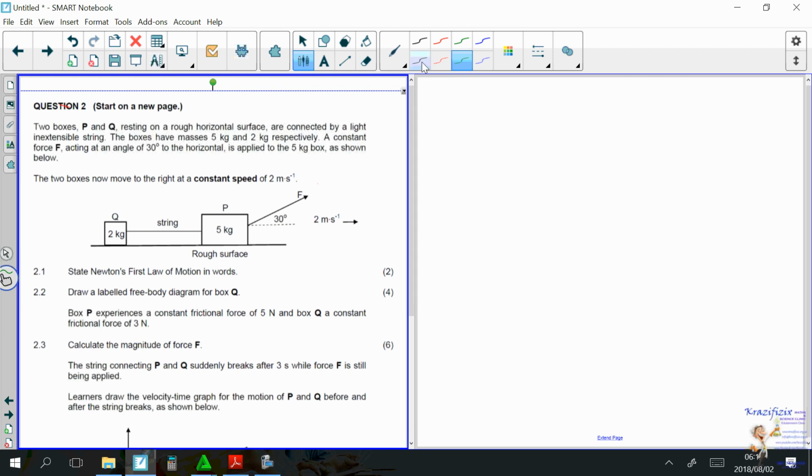So here we go. Question number 2, Newton's laws. Grade 11. So if you're in grade 11, this is actually beneficial for you too. All right. It says 2 boxes P and Q resting on a rough. Now when you see rough, guys, when you read your questions, please have a pencil where you underline, because now you are identifying forces: rough, horizontal. So that tells us that there is what?